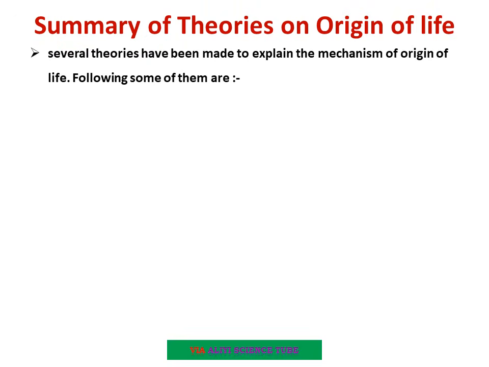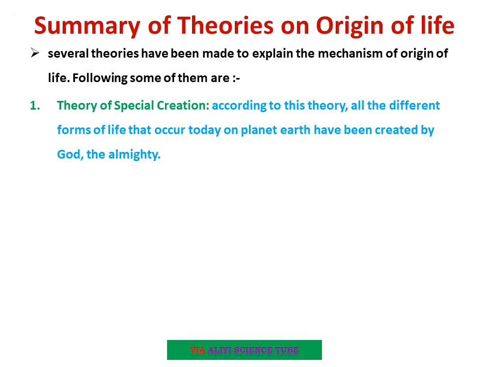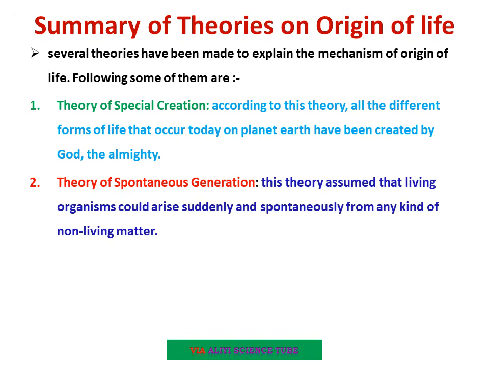Several theories have been made to explain the mechanism of the origin of life. Some of them are: 1. Theory of special creation. According to this theory, all different forms of life that occur today on planet Earth have been created by God the Almighty. 2. Theory of spontaneous generation. This theory assumes that living organisms could arise spontaneously from any kind of non-living matter.